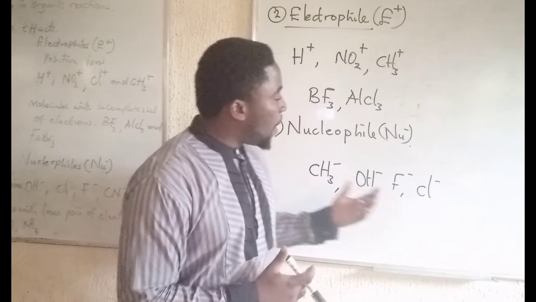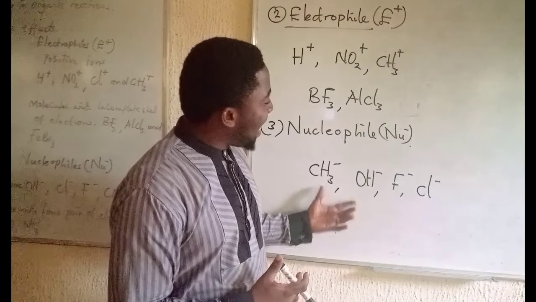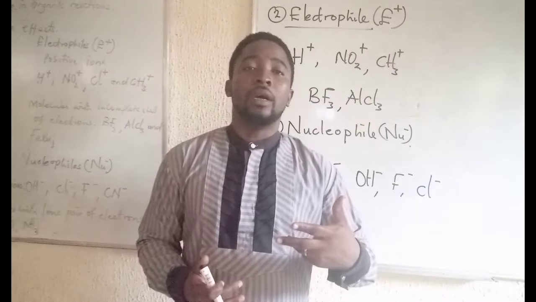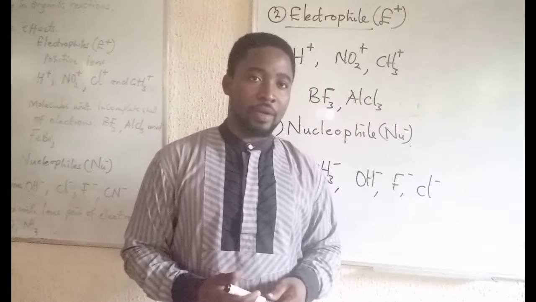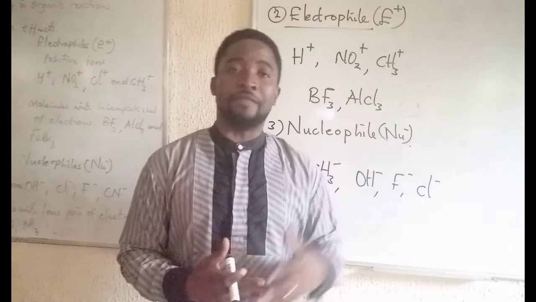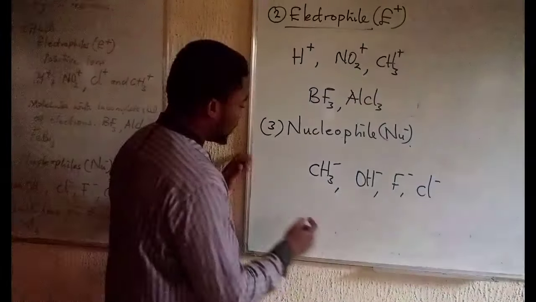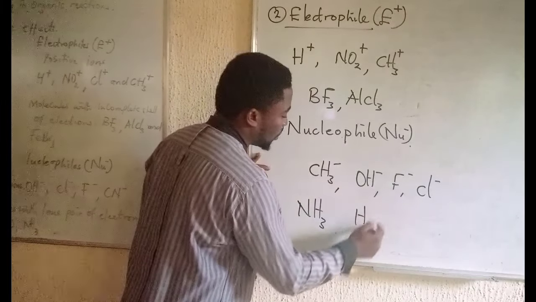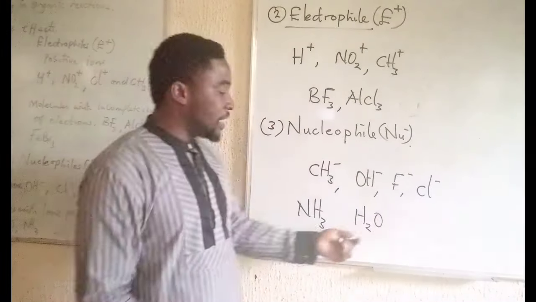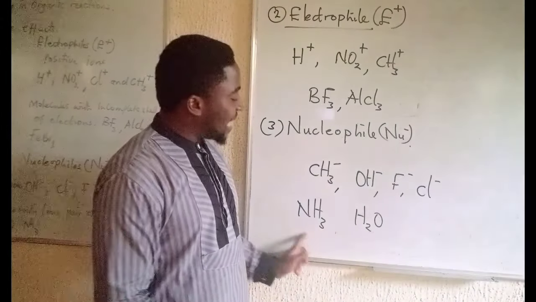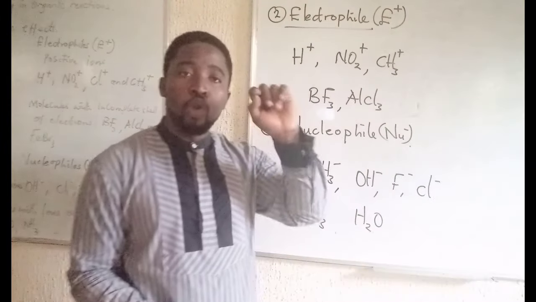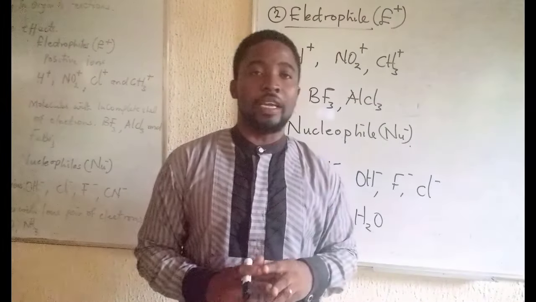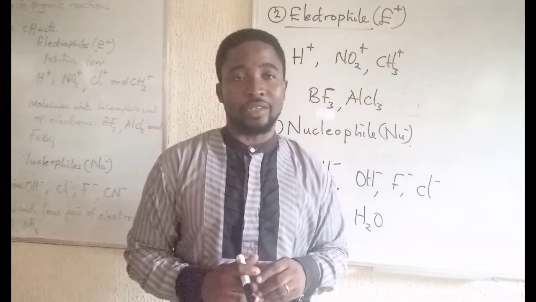Now, a nucleophile can also be a compound that has a lone pair of electrons. Any compound with a lone pair of electrons can function as a nucleophile, for example ammonia and the water molecule. If you have done coordinate covalent bonding, you should know that these compounds have lone pairs of electrons and so can function as nucleophiles during chemical reactions.